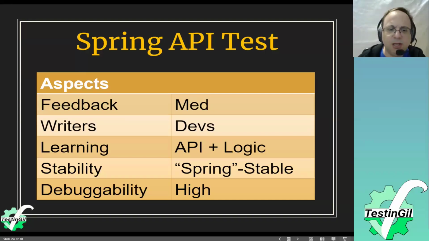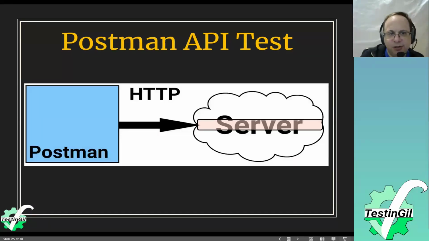Spring is stable. It focuses on what's important to me, that the APIs call the logic correctly and do what I need them to do. So it's not a real API test, but it's something that when it breaks is highly debuggable. And that's very important to have. Okay, so the same thing I can do from the outside.